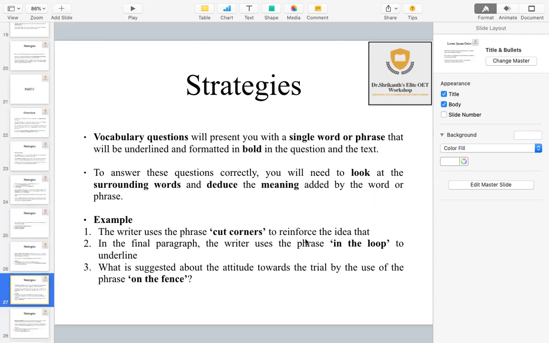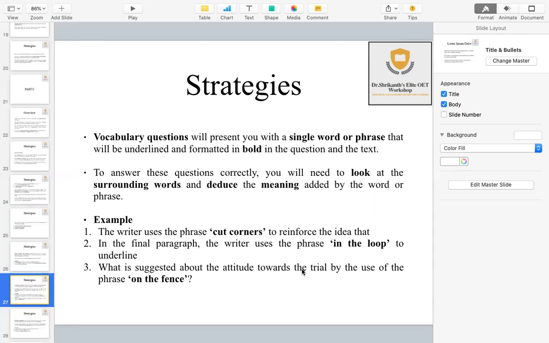So what is that? The writer uses the phrase cut corners to reinforce the idea that. And what is this specific phrase reinforcing? Reinforcing means what is it emphasizing? That emphasis is something you have to find out. Once again, you have to have that inner dialogue with yourself throughout. And it's not necessary that you talk in English only. Whatever your native language is, you can have that inner dialogue with yourself in your native language.